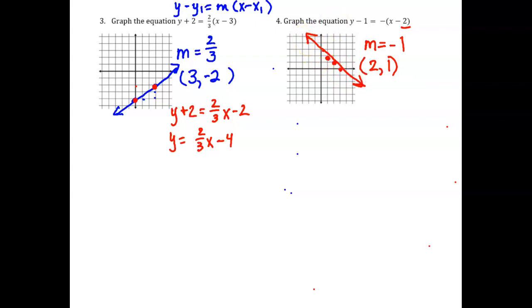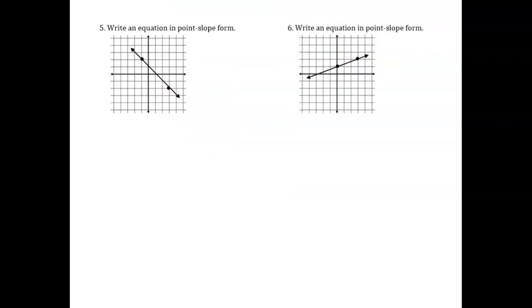All right, so let's look now at number 5. It says write an equation. This time we're writing it in point-slope form. We already have the graph. We want to write the equation. So we need to figure out the slope. We've got 2 points identified for us. So let's figure out the slope. 1, 2, 3, 4. So my rise is 4. My run is 1, 2, 3, 4, negative 4, because we're going to the left. So my slope is negative 1.